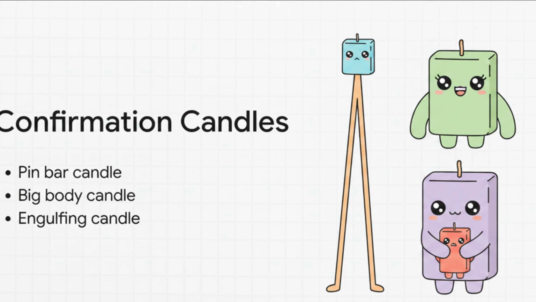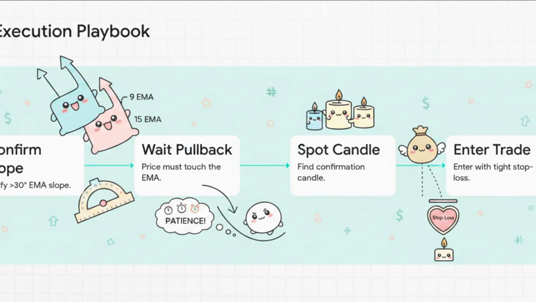Second, a big body candle. A strong, full green or red candle showing absolute dominance by either buyers or sellers. And third, an engulfing candle. That's a candle whose body completely covers the previous one, signaling a massive shift in momentum. You absolutely must spot one of these 3 candles touching or crossing the EMA before you ever even consider entering the trade. So let's build this into a strict 4-step execution playbook. Step 1.